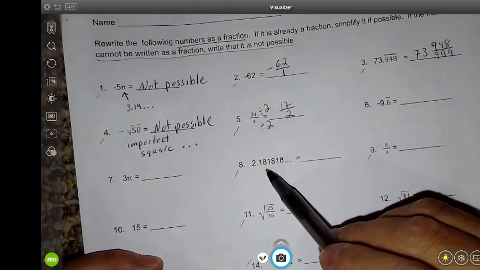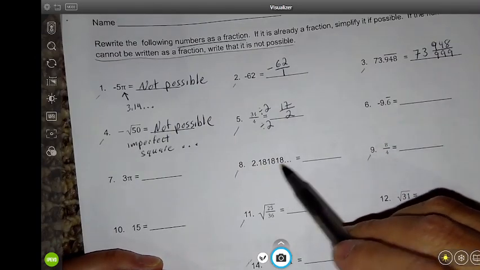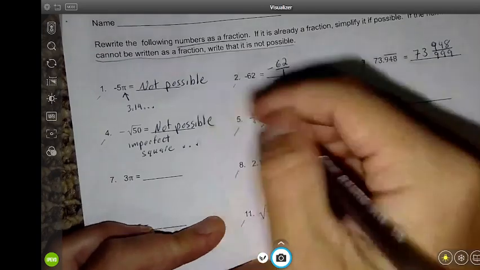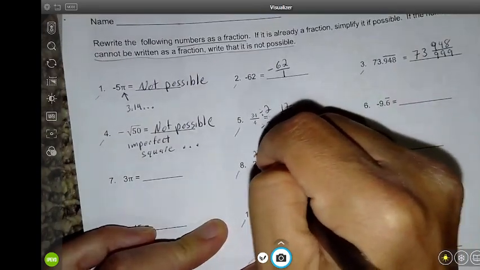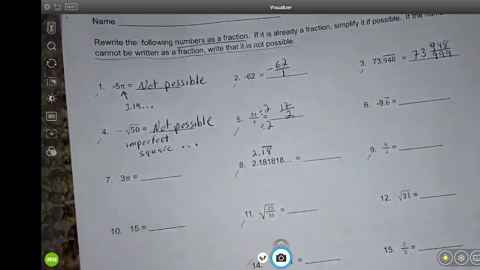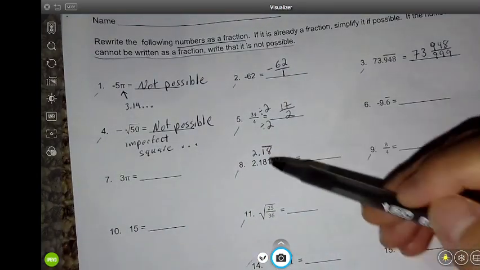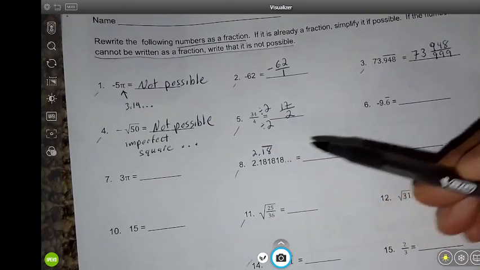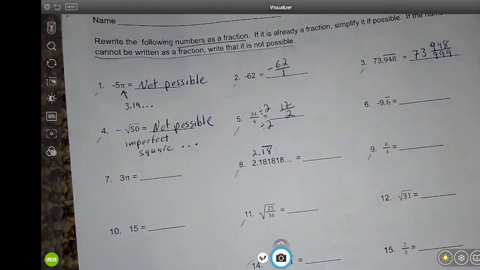Decimal repeating line. It doesn't have a line on it, but it's repeating. I could write it with a repeating line, right? So this would be with a repeating line. This would be 2.18 with a line over it. Okay, decimal repeating line. The denominator has 9s. If it has a denominator, that means it can be written as a fraction. The whole number is 2.